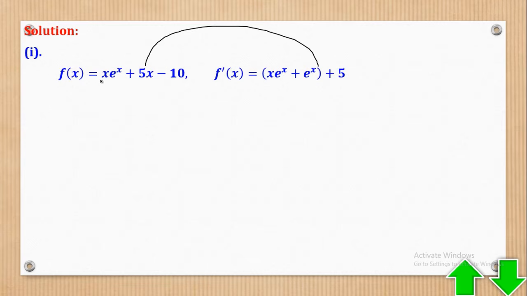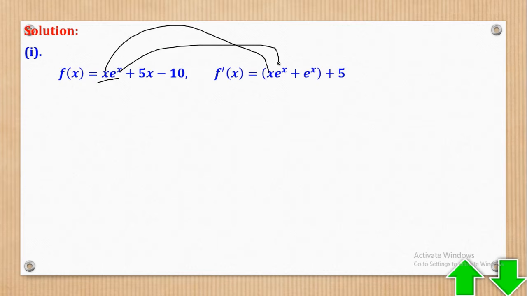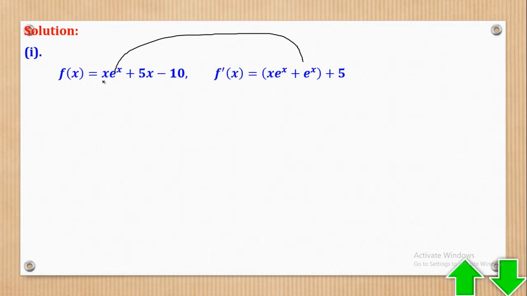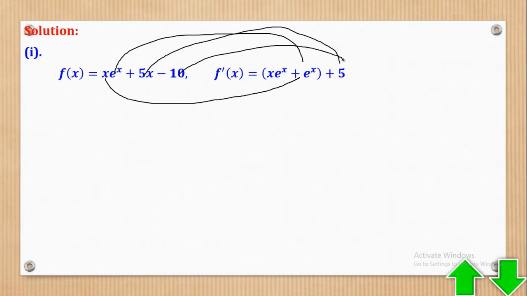When I differentiate this one, this is a product. So we use the product formula: keep this one constant, and differentiate this to come up with this. Then plus, keep this one constant, and differentiate this to come up with 1. So 1 times that is the same as e^x. Then differentiate this to come up with 5. Differentiate this to come up with 0.